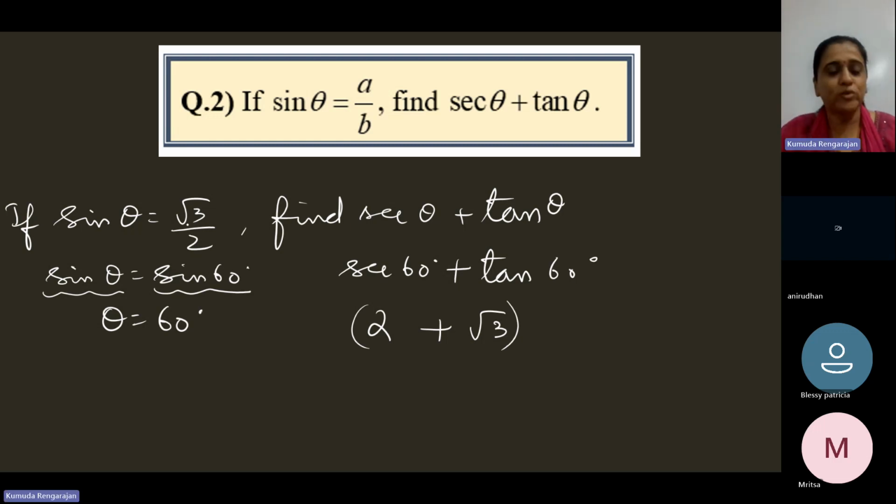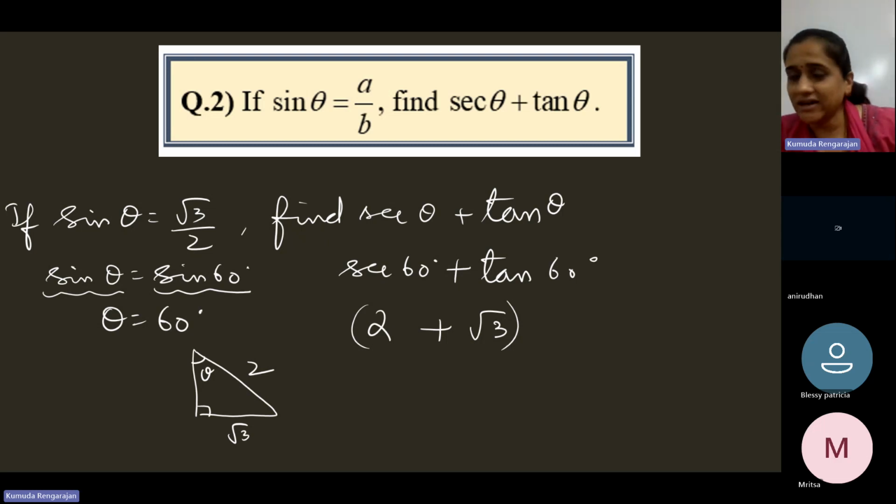You can also put this in a right triangle and mark this as theta. What is sine theta? Opposite by hypotenuse. You can also use trigonometric ratios, but only if it's a standard angle, like the standard value √3/2, or if sine theta is 0, 1/2, or √3/2. Only in these cases, when it's a value which you can find in the table, can you use this method. Otherwise, you cannot use it.